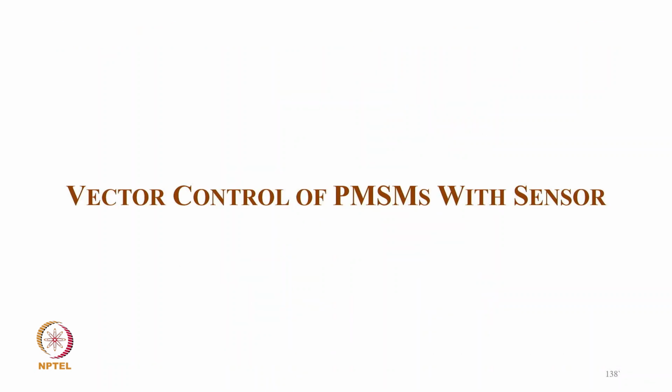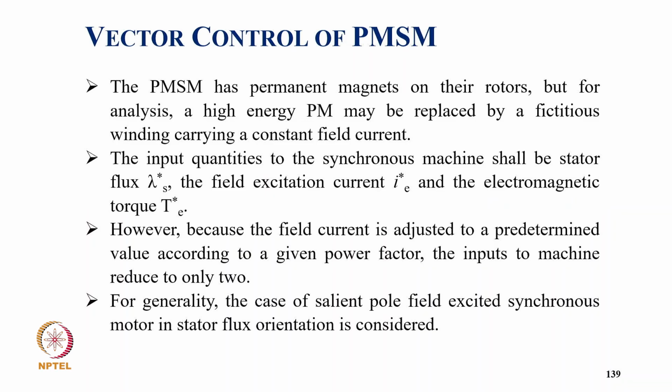So coming to vector control of PM with sensors. The permanent magnet synchronous motor has a permanent magnet on the rotor, but for the analysis, the high energy permanent magnet may be replaced by a fictitious winding carrying a constant field current, and the input quantities to the synchronous machine shall be the stator flux lambda_s star, the field excitation current If star, and the electromagnetic torque T star.